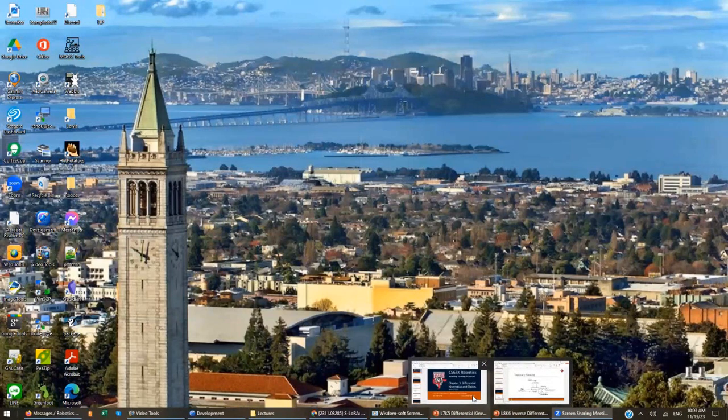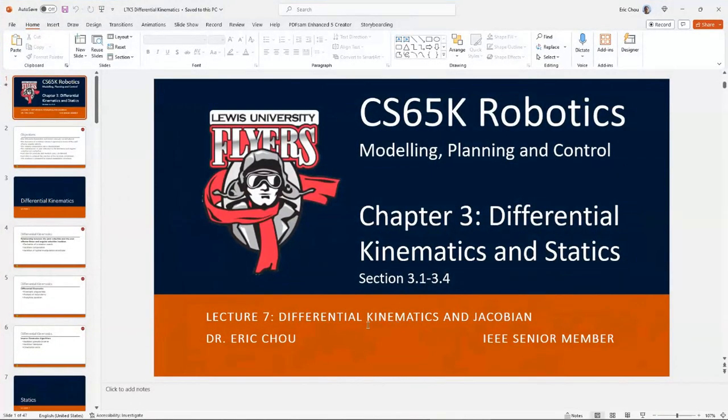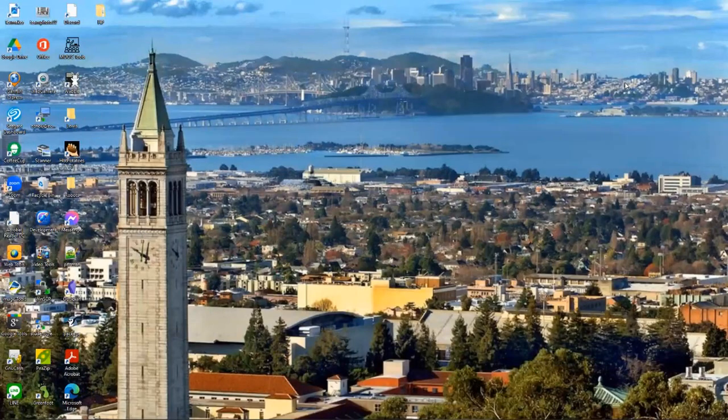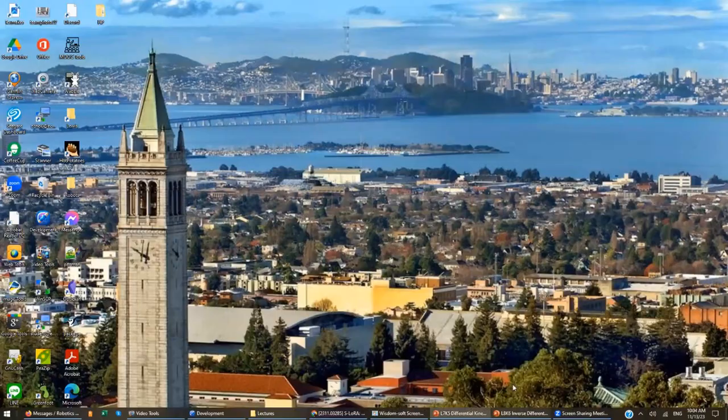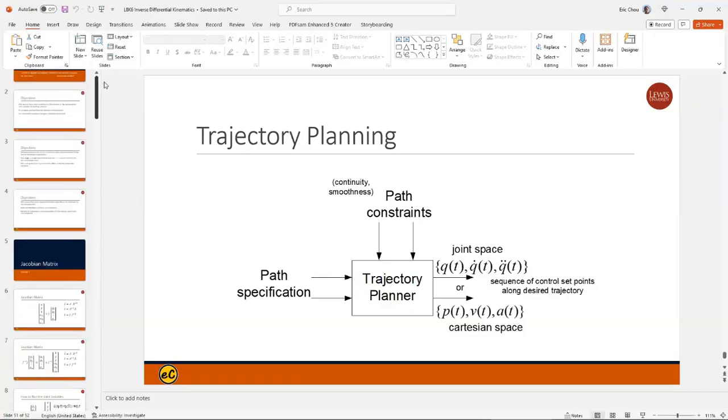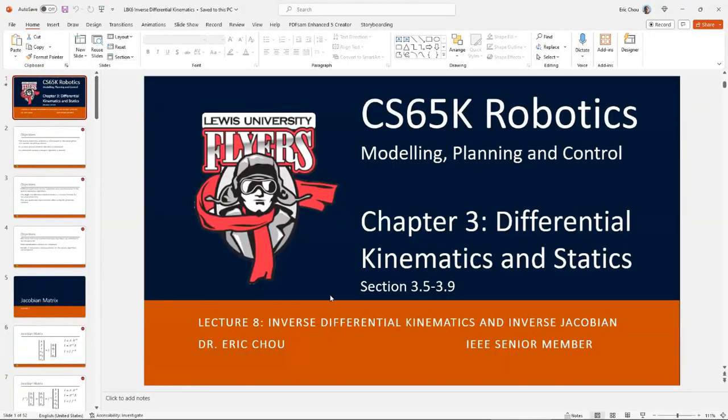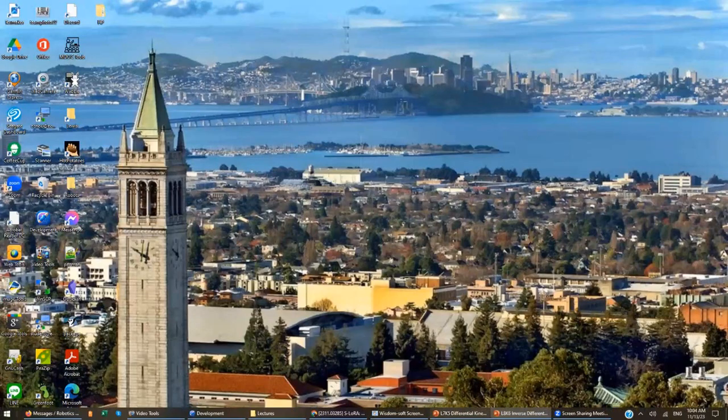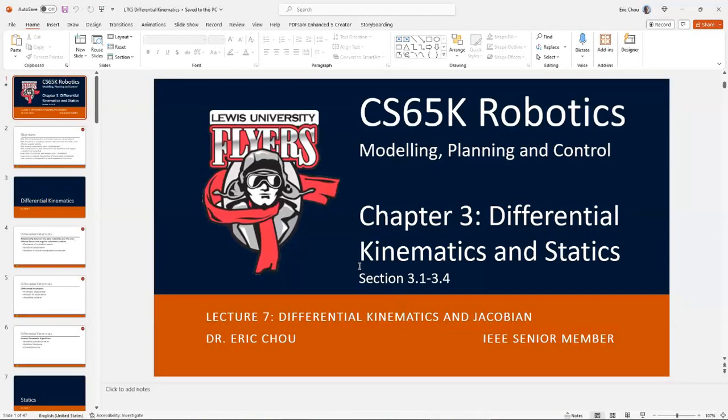So I'll go over a little bit of the material for this week. Basically, this week we are more on the differential kinematics and Jacobian matrix, and also the inverse differential kinematics. Okay, these two topics. So let's go from the first one. This one is called differential kinematics. Okay, and Jacobian.